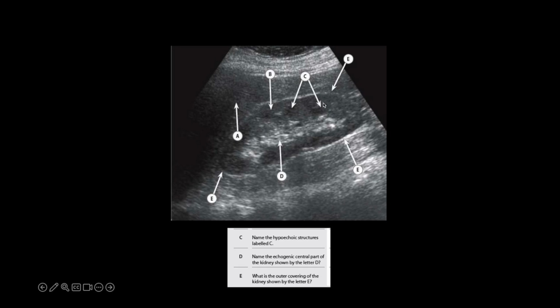So a kidney, we know that we can see liver, and so this would be the right kidney. So A would be the right lobe of the liver. B is the renal cortex. From the outside is called the cortex. C are the pyramids, which are slightly more hypoechoic. D is the renal sinus. The renal sinus fat can look variable on ultrasound, but the renal sinus fat is bright. So that's what this is: pyramids, sinus fat, cortex. E is the capsule.